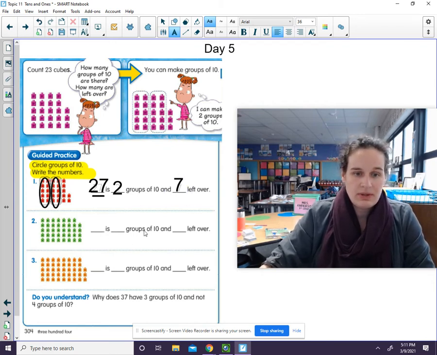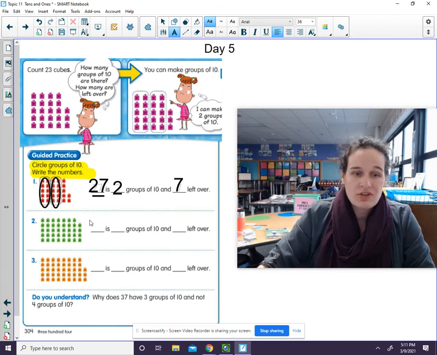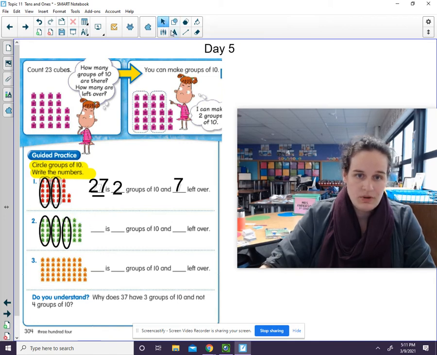Blank is blank groups of 10 and blank left over. So again, we notice that they want the total first. So then it says is. Well, let's circle the groups of 10. Again, we notice that they're in groups of 5 here. So every 2 5s will be a 10. 10, 20, 30. Oh, but there's not enough here. We're missing 1. Okay, well, let's go ahead and count this.